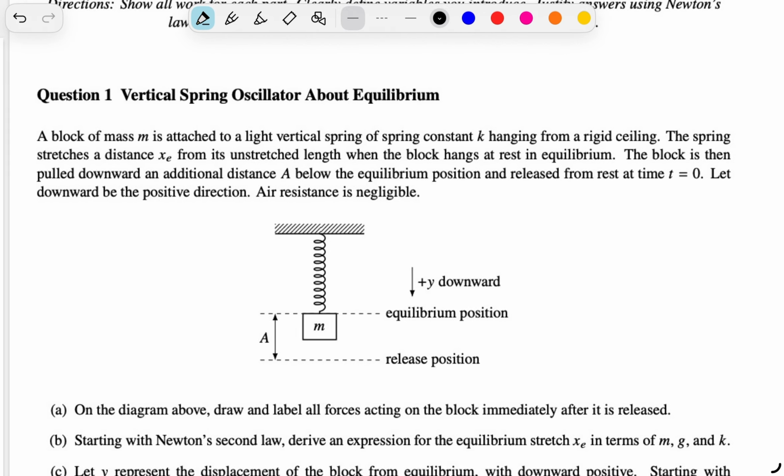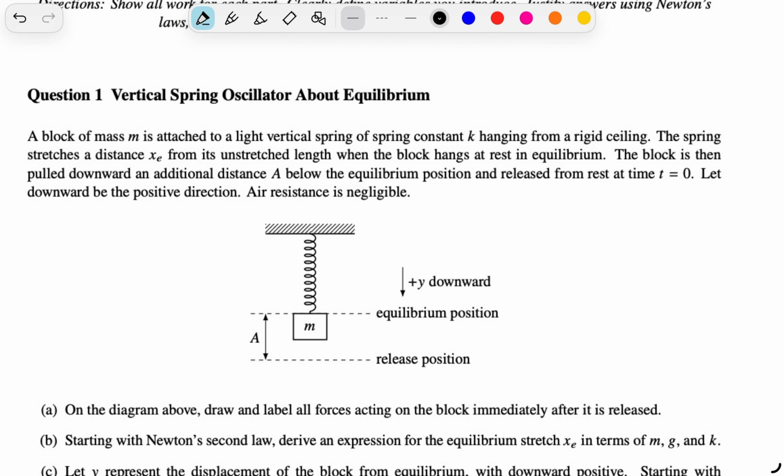So we have, firstly, a block of mass m attached to a light vertical spring of spring constant k hanging from a rigid ceiling. The spring stretches a distance xe from its unstretched length, aka equilibrium, when the block hangs at rest. The block is then pulled down an additional distance, a (amplitude), below the equilibrium position, and released from rest at time t equal to 0. Let downward be the positive direction, and air resistance is negligible.